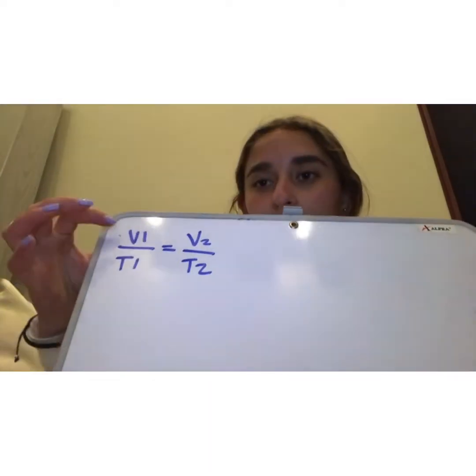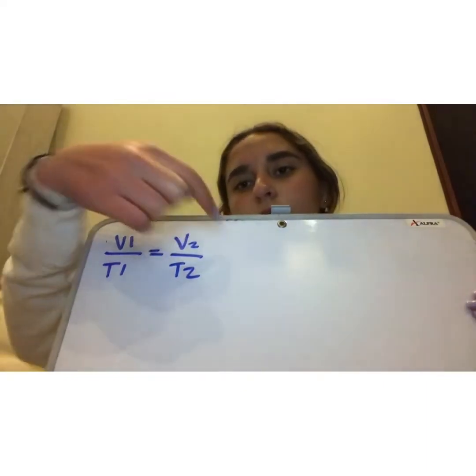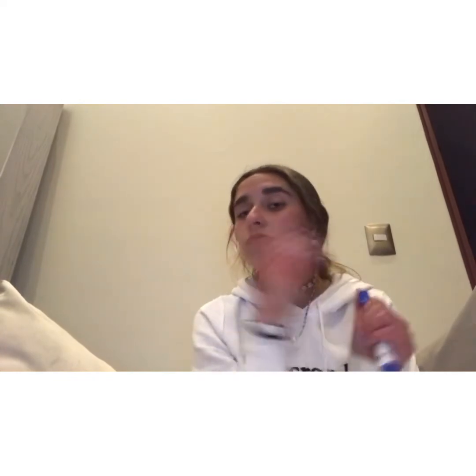Okay, first we need to know our formula. Our formula is volume 1 divided by temperature 1 is equal to volume 2 divided by temperature 2. Okay, we remember that always our volume needs to be in liters, and here in this problem we have our volume in milliliters. Okay, so we need to pass to liters. And also here we have that our temperatures are in Celsius, so we need to pass to Kelvin. Okay, so now first we're going to put the 850 milliliters divided by 1000.